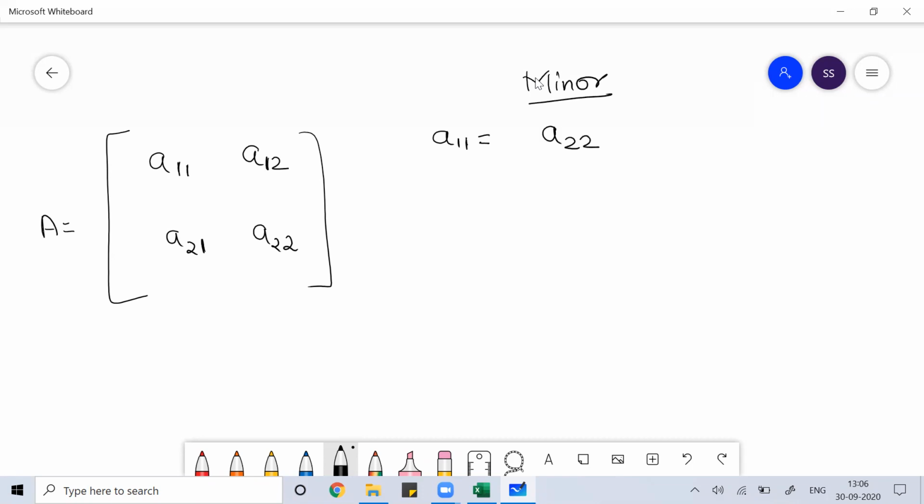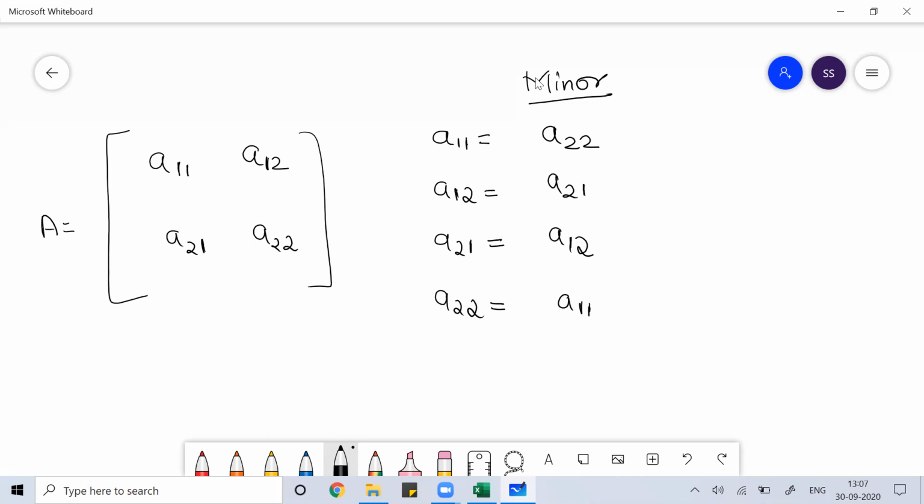I hope you understand this. Now what is the minor of a12? Exclude that row and column. What element is left? The minor of a12 is a21. Then what is the minor of a21? Exclude that row and column. The minor of a21 is a12. And the minor of a22 is a11.